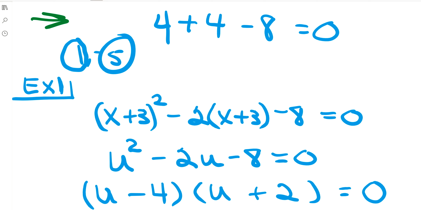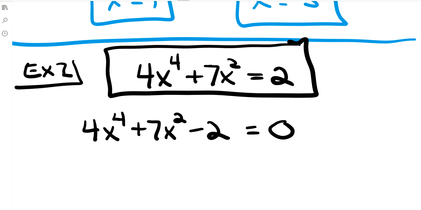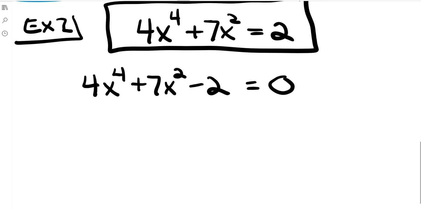Okay, that's what we're talking about. Let's go on to the next one. Here's the problem written in the book. They had it equal to 2, so I just got the equation to equal 0 as my startup. Look at what we've got here: 4x to the 4th plus 7x squared minus 2.